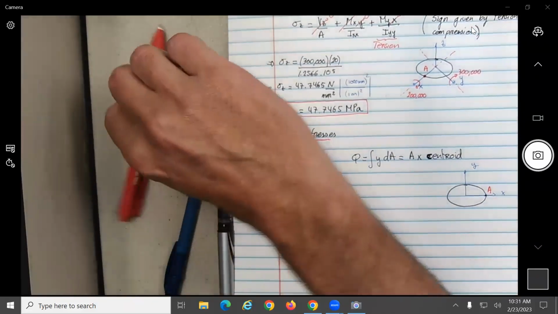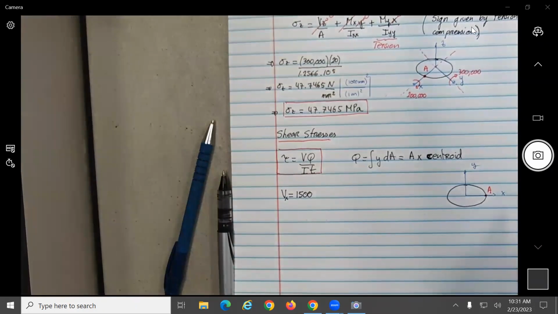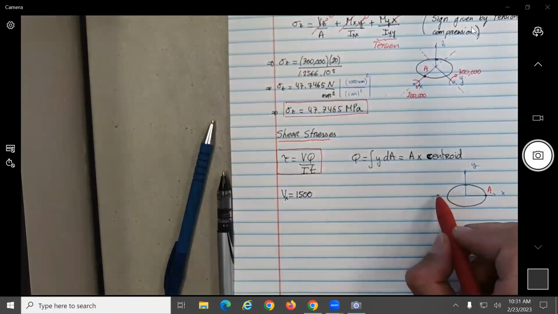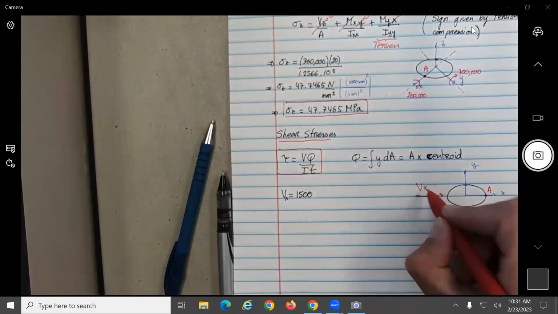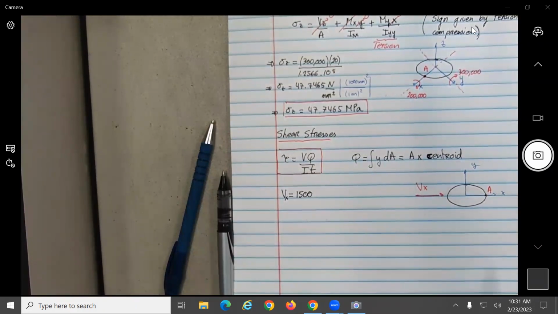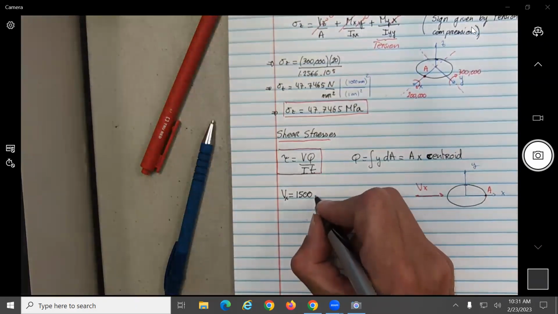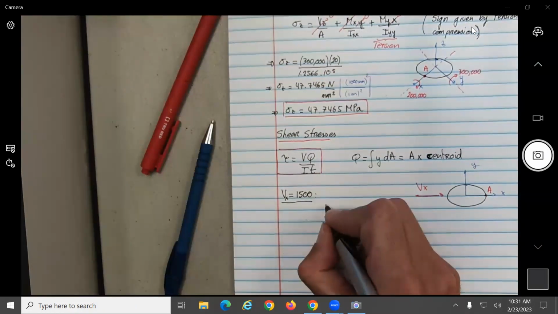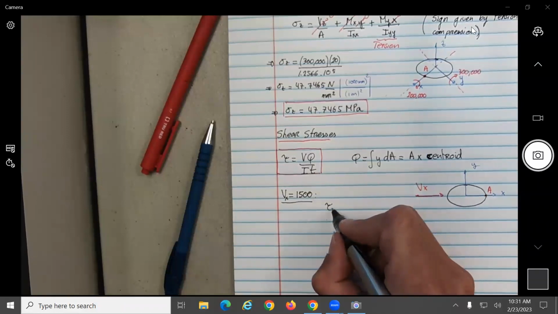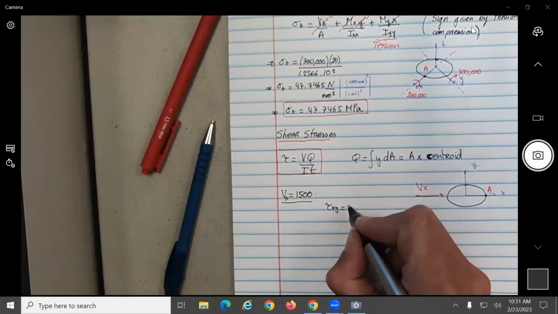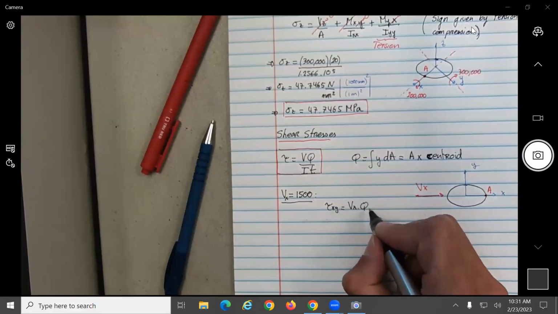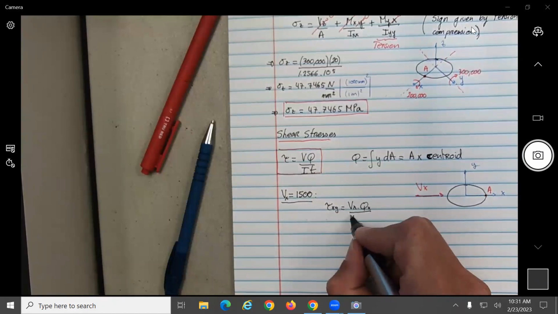Okay, so if we look at the force Vx, in this case this is an internal force. So the Vx will be coming this way, no? And this is internal action. So what will be the shear? Basically we have the equation here. Tau xy will be equal to Vx times Q, let's say Qx, divided by I.